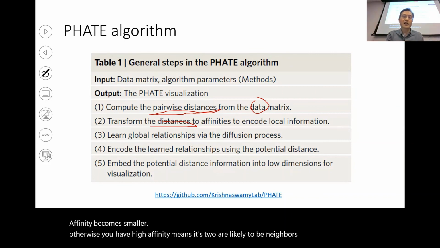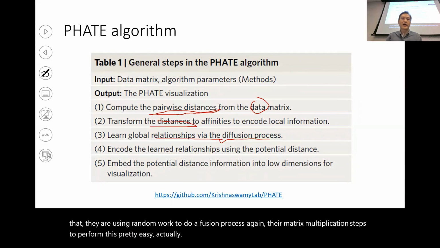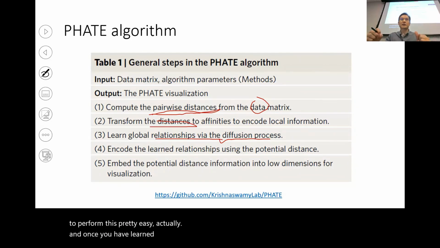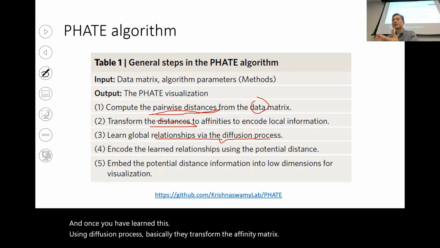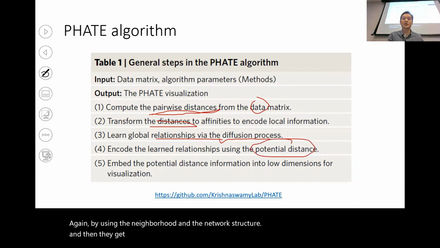So once you have that, they use a random walk to do a diffusion process. Again, there are matrix multiplication steps to perform this. It's pretty easy, actually. And once you have learned this using the diffusion process, basically they transform the affinity matrix again by using the neighborhood and the network structure. And then they get another so-called potential distance. And the last step will be MDS.